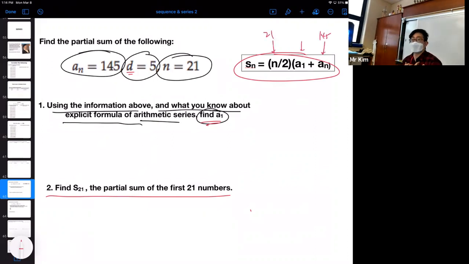What am I missing? The first term. But I do give you a common difference to make up for that, so that you have plenty of resources. You have all the necessary ingredients for you to be able to solve for a sub 1 and then use that information to find for me the sum of the 21 numbers. See, I can ask you for these various different types of things. Okay, so go ahead, take a crack at this one.